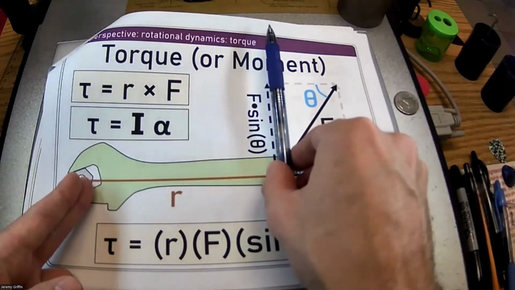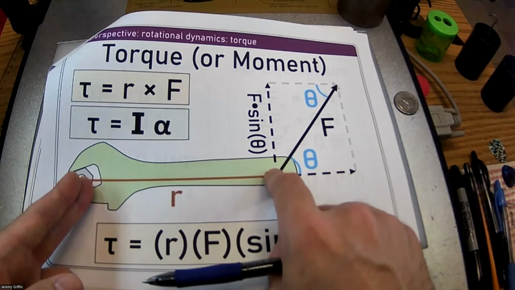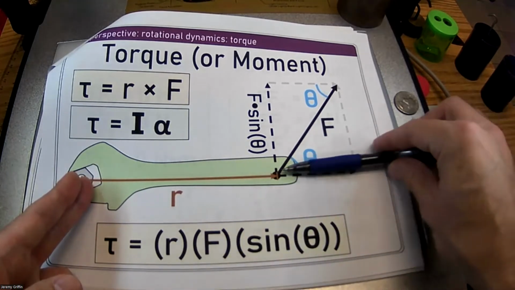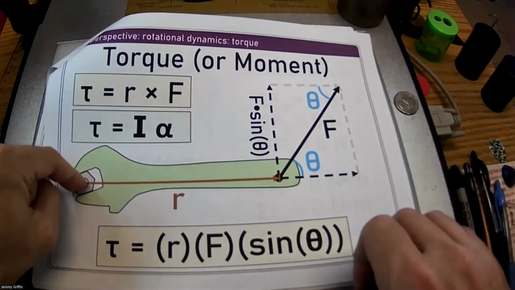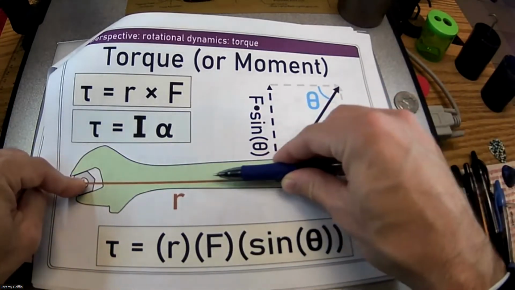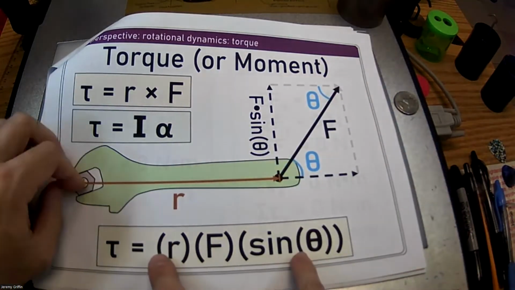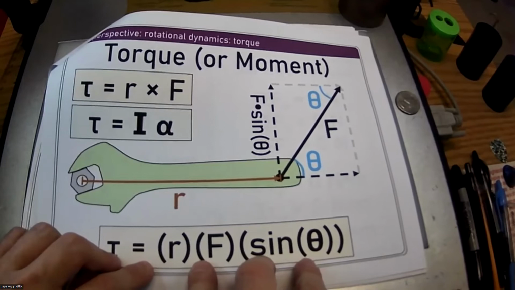If you make them exactly perpendicular, only the perpendicular part actually causes any kind of torque. Like at the door, say here are your hinges and here's the door handle. If you start pushing or pulling parallel to the door, it's never going to rotate the door. So only the perpendicular part actually does anything, and you can call that R F sine theta.